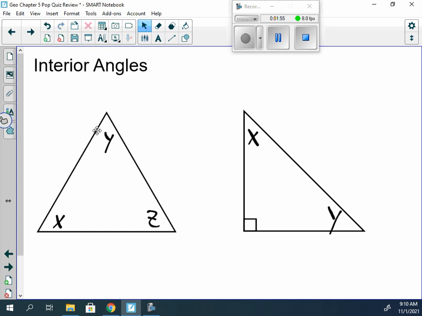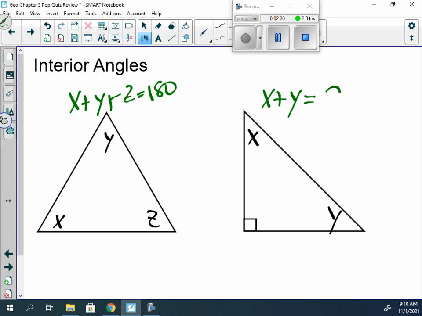We also went over interior angles of a triangle. Well, what's the sum of any 3 interior angles of a triangle? 180. So if we added all 3 of these together, they would equal 180. Now we also had the interior angles of a right triangle theorem. Well, if it is a right triangle, then the other 2 acute angles do what? Equal 90 degrees. But we could still add all 3 together and they would equal 180. Either way, it still gives us the same answer. Questions on this here?